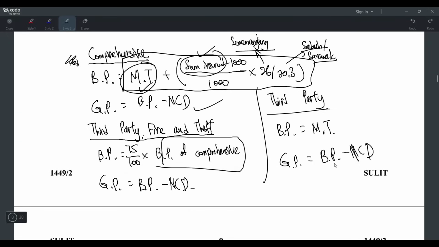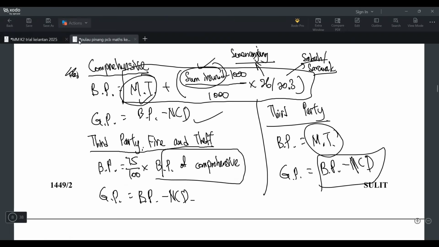For third party, this is the paling senang one lah. Just tengok motor tarif. Lepas tengok motor tarif, terus tolak NCD. Third party memang senang saja. Dia tak payah tambah apa darab apa, tak payah. Because the motor tarif value, the comprehensive value is only for the first 1,000. That's why we have to calculate the balance remaining. That's why you have to minus 1,000 bahagi 1,000. But for the third party value, it is already the full value. So if it's already the full value, I don't have to tolak 1,000 semua tu, tak payah dah. Okay, so semua ni kita tahu. So now let's go to the soalan.